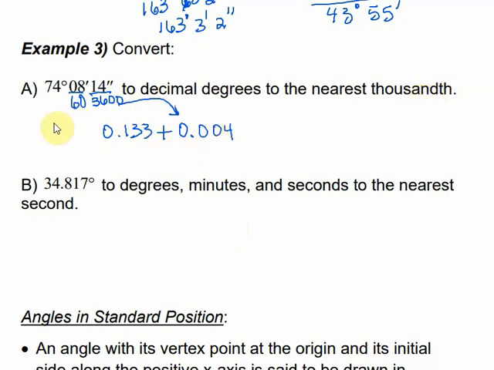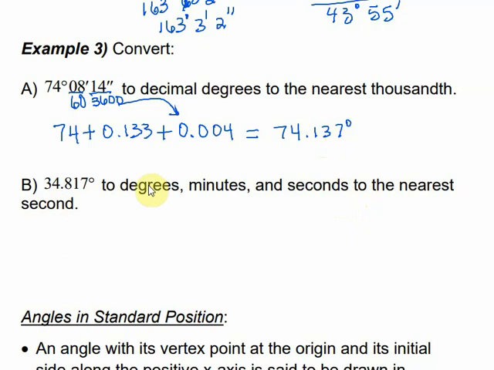And then this, I'll just bring down the 74. And then I just add all those together. So that would give me, in decimal degrees, 74.137 degrees, or 74 and 137 thousandths of a degree.